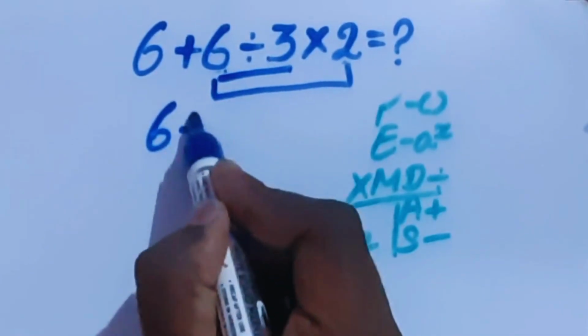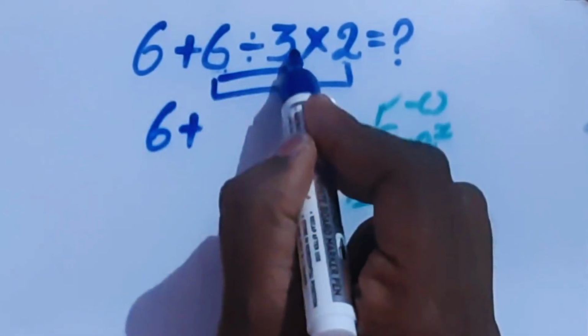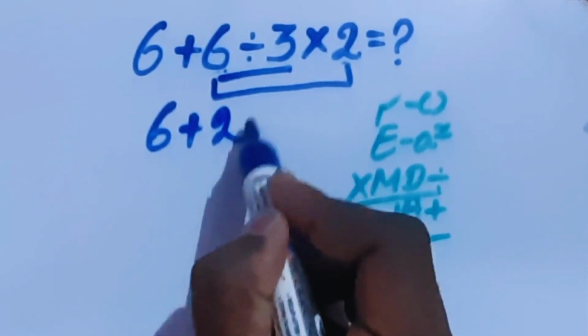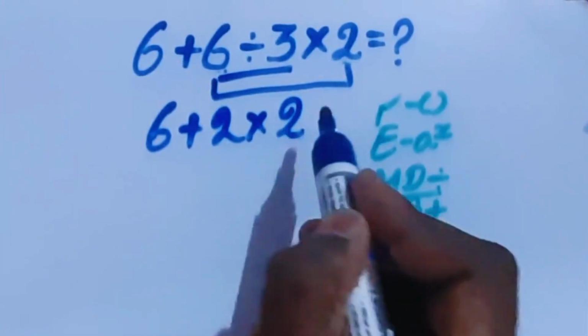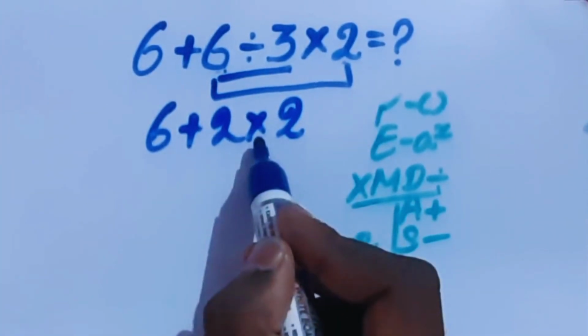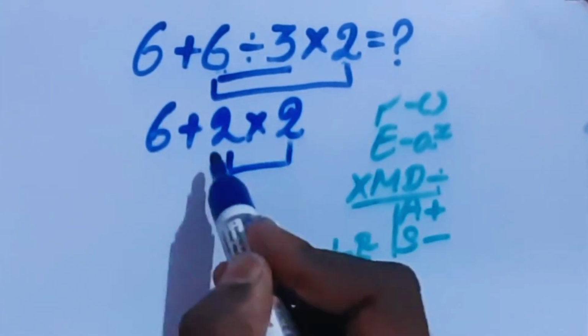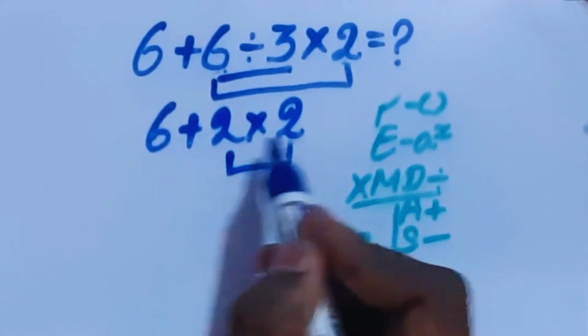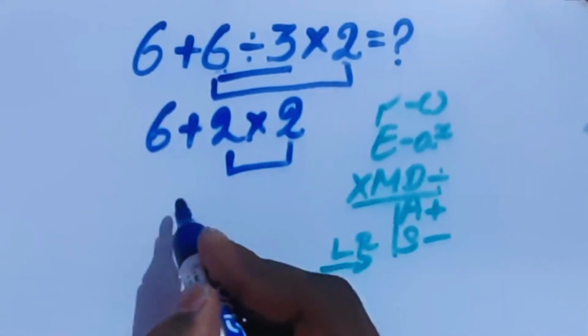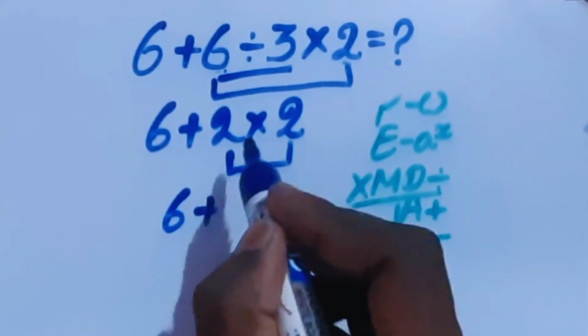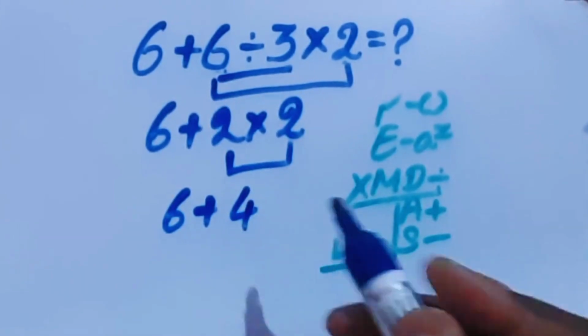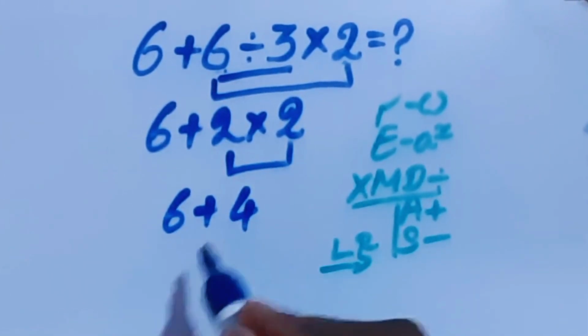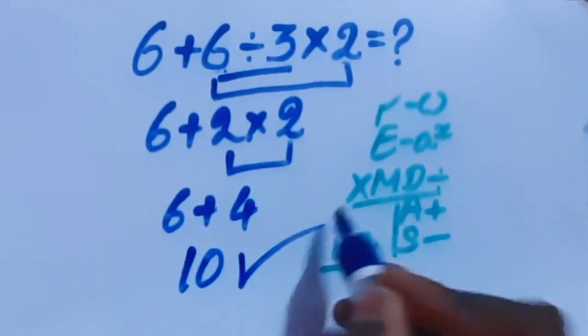So, 6 plus 6 divided by 3 is 2, times this 2. Here we have addition and multiplication. Multiplication is higher priority than addition. So we have to do this multiplication before this addition. So 6 plus 2 times 2 is 4. Now 6 plus 4 is 10, which is the correct answer.